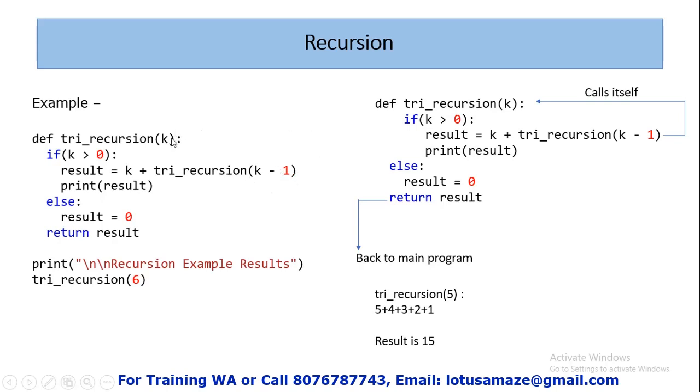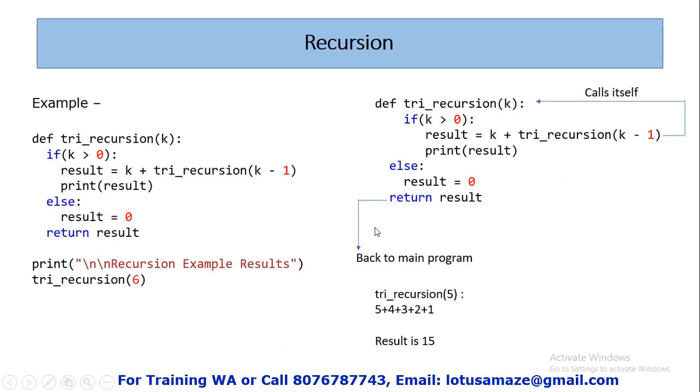So the control will go again to here and execute again. Then again 5 is greater than 0, it will return 5 plus try recursion 4. This way it will call itself again. And if you look here, def try recursion k, if k is greater than 0, result equals k plus try recursion with k minus 1. It will call itself again with the previous value, with minus 1. And this way till the end. Once k becomes 0, it sends result as 0, and then returns the result. So if we are passing 5, it will give 5 plus 4 plus 3 plus 2 plus 1. This is called recursion, when a function calls itself.